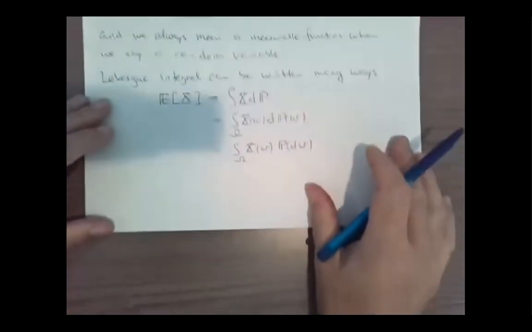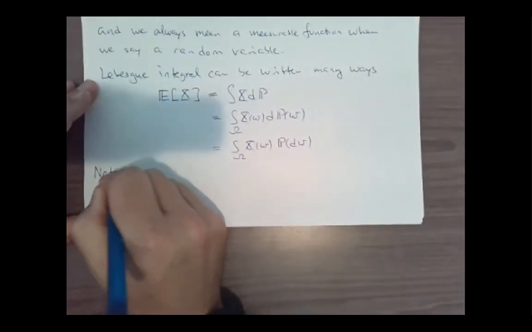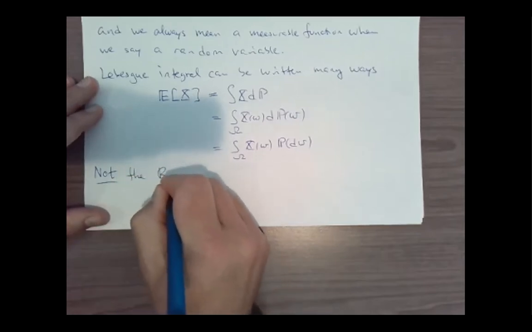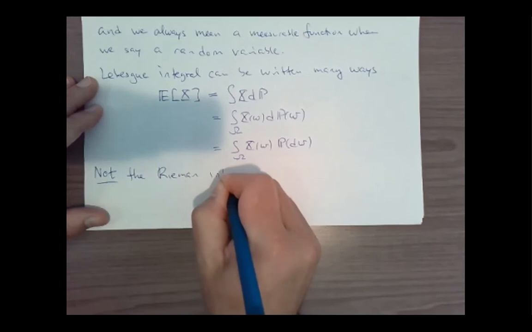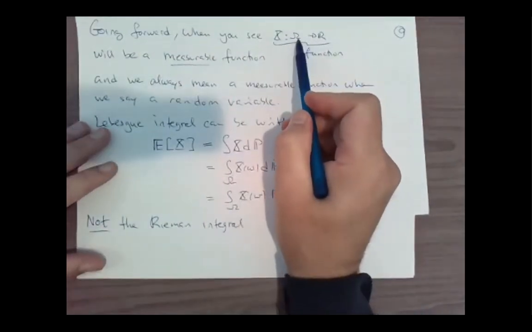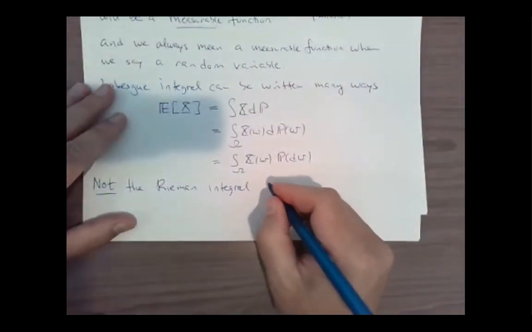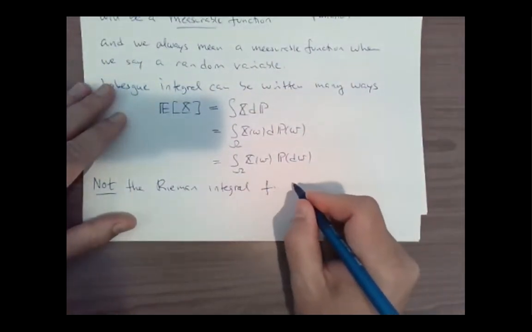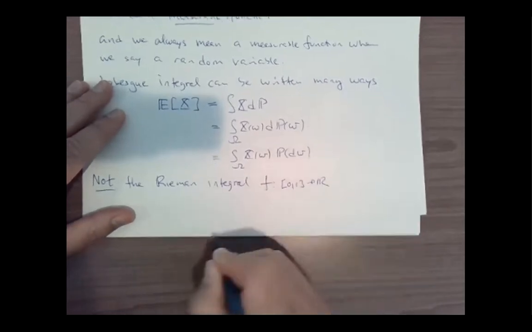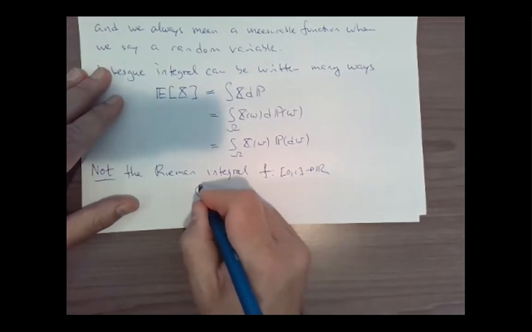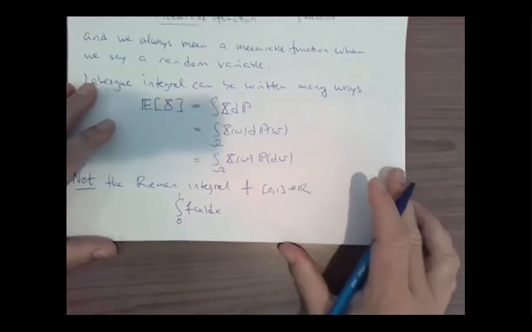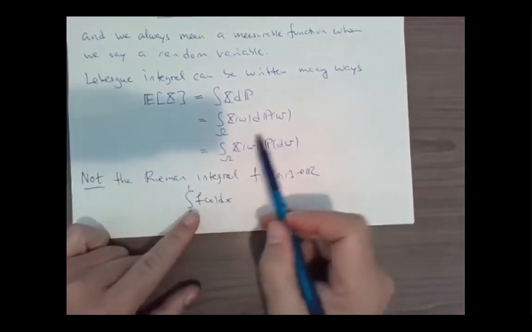Right, so this is not the Riemann integral. But because we have this abstract omega, this is not the Riemann integral where you have f going from, say, 0, 1 into R. And so you have an integral from 0 to 1 of f of x dx. And these two objects are not the same.